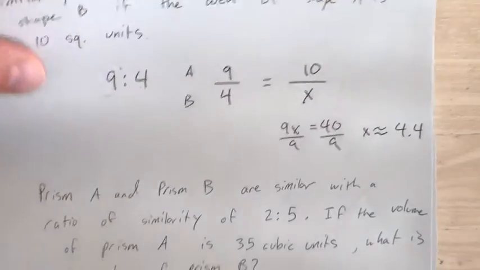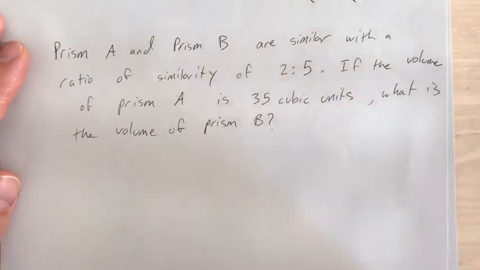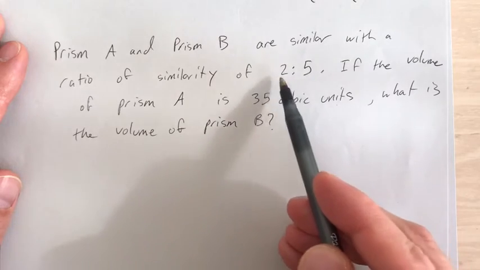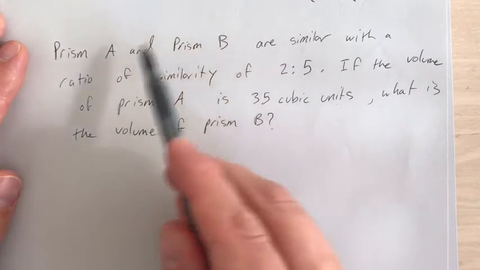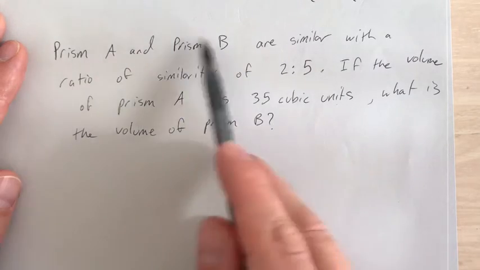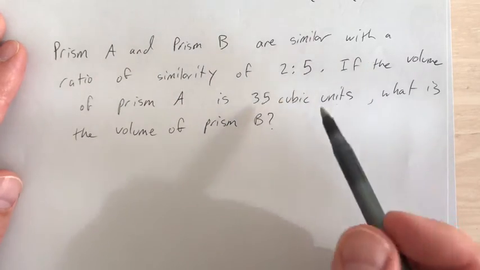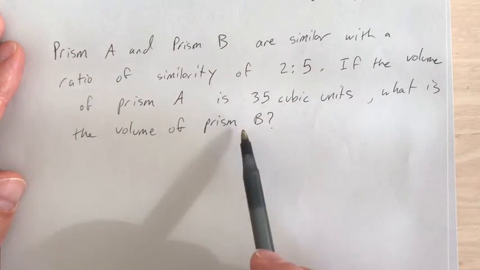Let's try another one. Prism A and prism B, so we're talking about three-dimensional shapes, are similar with the ratio of similarity of 2 to 5. Now, this isn't saying their volumes are similar. This is just saying their ratio of similarity. So their lengths around the edges from this shape to this shape is 2 to 5, okay? If the volume of prism A is 35, what is the volume of prism B?